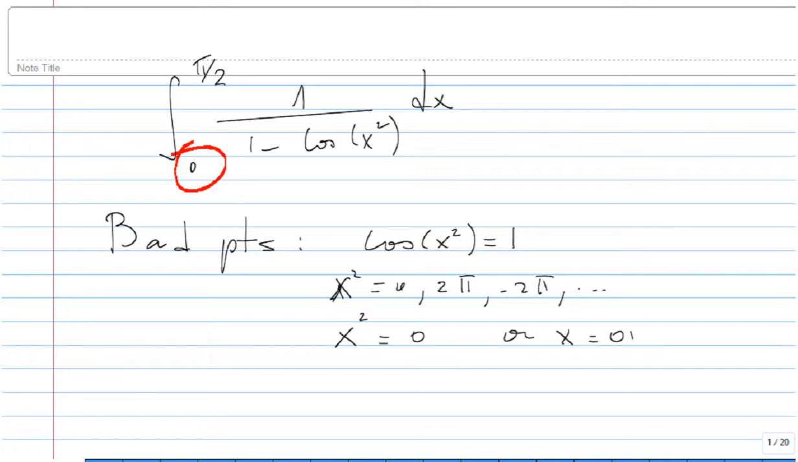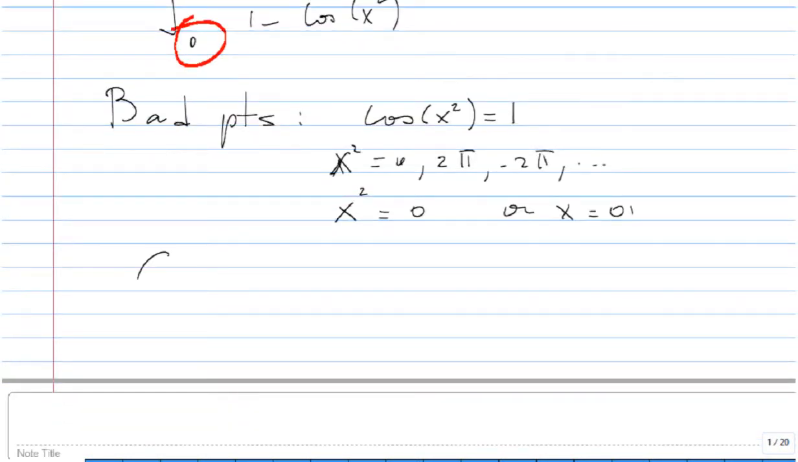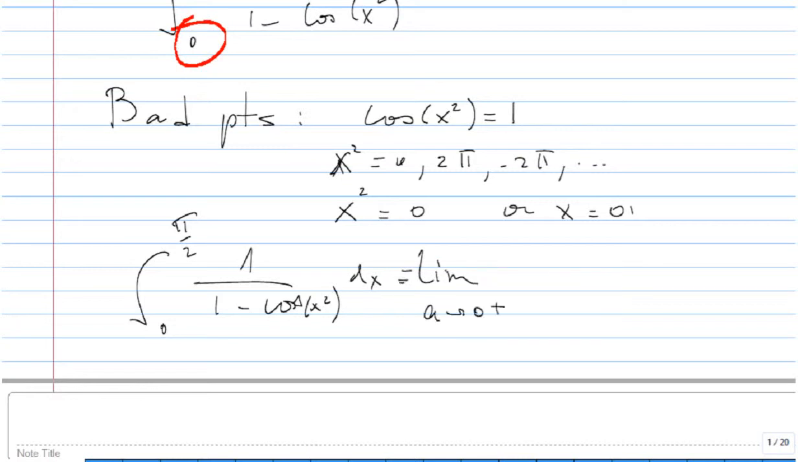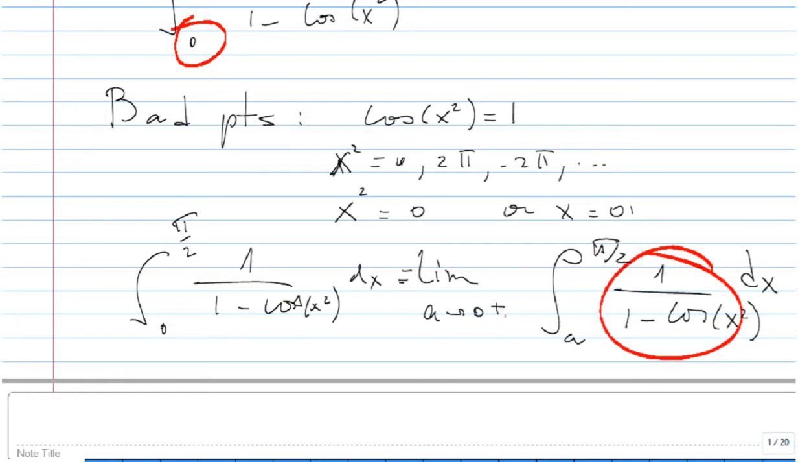Of course, we can use the definition that says the integral from 0 to pi over 2 of 1 over 1 minus cosine of x squared dx is equal to the limit as a goes to 0 from the right of the integral from a to pi over 2 of 1 over 1 minus cosine of x squared. This will only work if we know how to integrate this function. Then, because these are proper integrals, we can find the integral, and then we can find the limit. The problem is we can't.